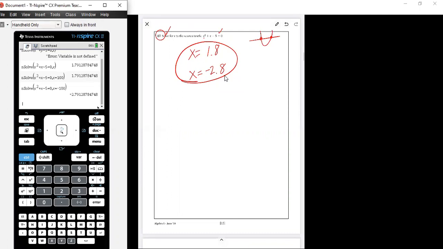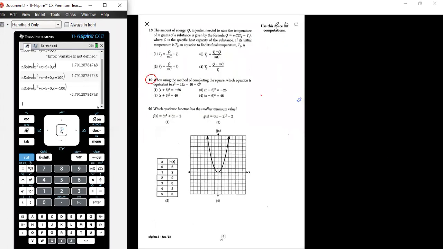Now, this is 2 points. It didn't say we had to do it algebraically. It just said solve to the nearest 10th, and we did. So that would be that. Now, let's see what else we have here.